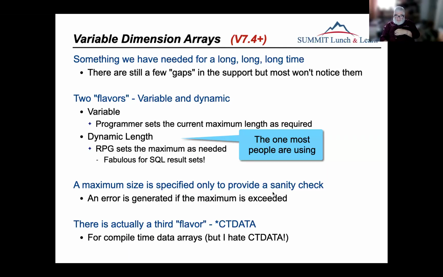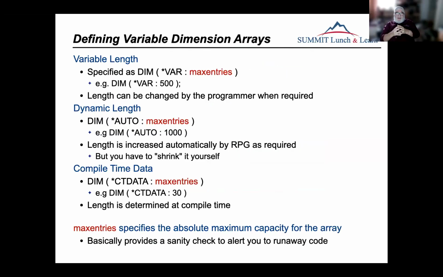So it's not one that I can take advantage of. So how do you define these things? Well, if you want the variable length ones, you specify it as dim star var and then the max entries. So this would give a variable length array with a maximum of 500. Now, the actual active length can be changed by the programmer as and when required. The programmer cannot dynamically change this sanity check limit. This sanity check limit is a hard limit.